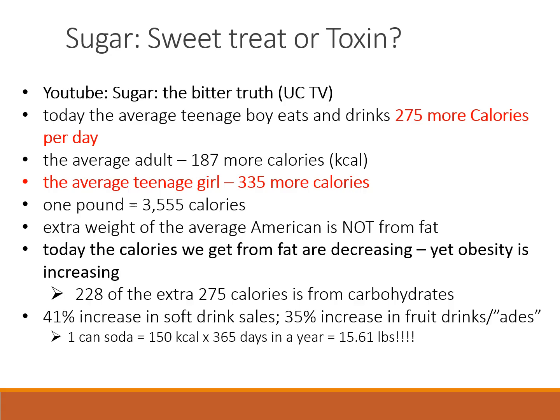Now, the extra weight of the average American does not come from the fact that we eat fat. As a matter of fact, the calories we get from fat are decreasing because everybody's all about low fat this, low fat that. Yet obesity in the United States is climbing significantly every year. If you go back to that teenage boy, 228 of those extra 275 calories he gets every day come from carbohydrate, and that carbohydrate may in fact be high fructose corn syrup.